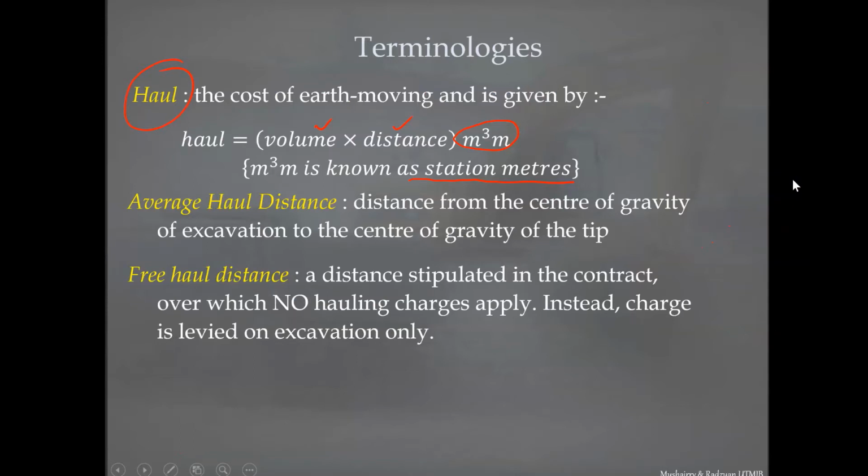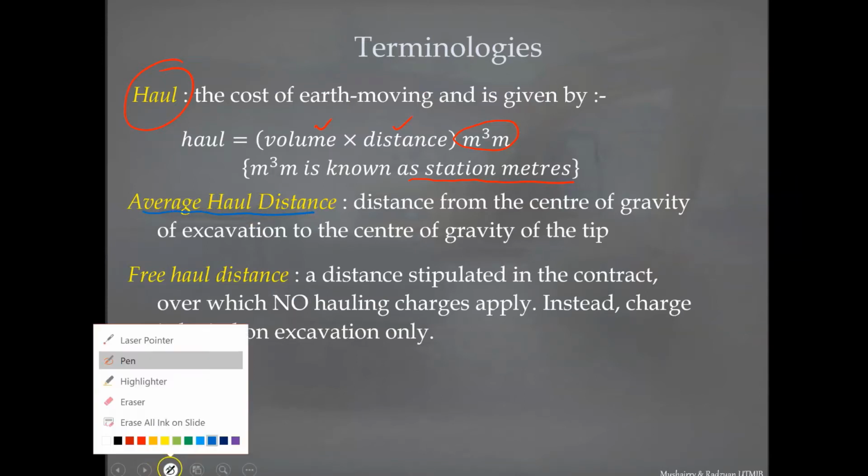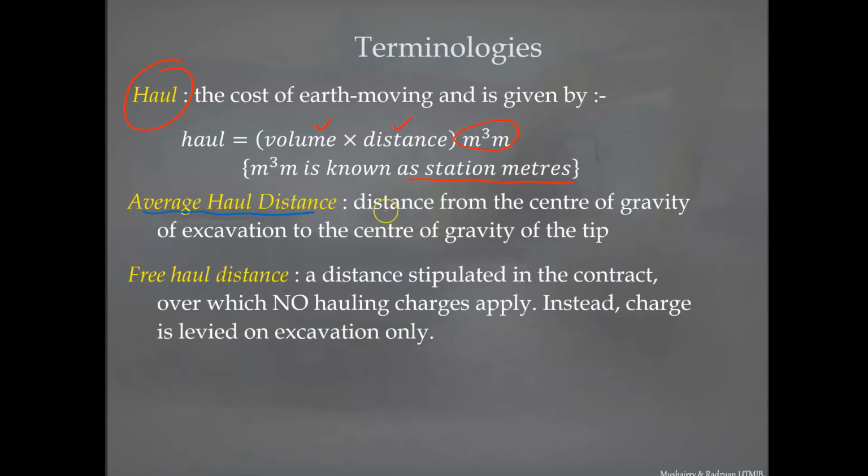So average haul distance is basically the distance from the center of gravity of excavation to the center of gravity of the tip. Simply the center of the excavation to the center of the tip or the fill area.